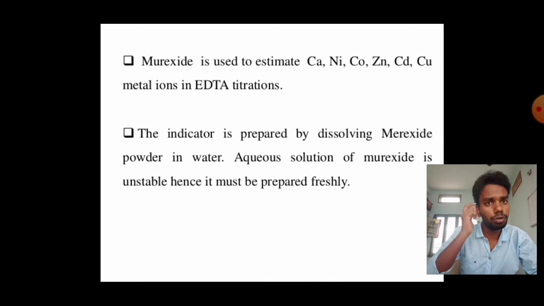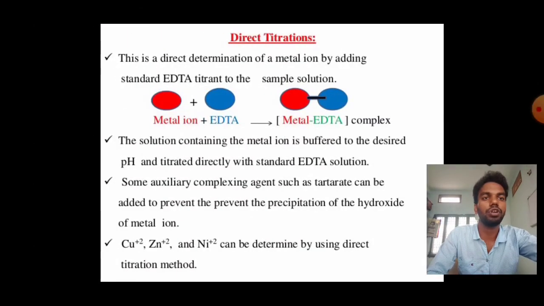Next type of indicator, murexide indicator. This is also widely used while estimating calcium, magnesium, cobalt, zinc, cadmium, and copper metal ions in EDTA titration. The indicator is prepared by dissolving murexide powder. It is a powder, I think brown or pinkish in color. In aqueous solution murexide is unstable, hence it must be prepared freshly. It is also used as a solid indicator. Murexide is a solid indicator.